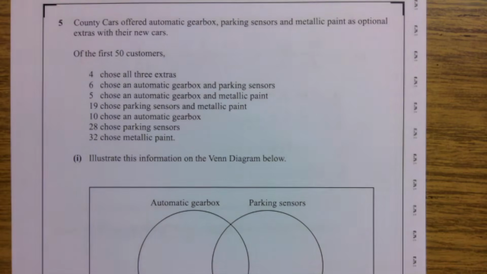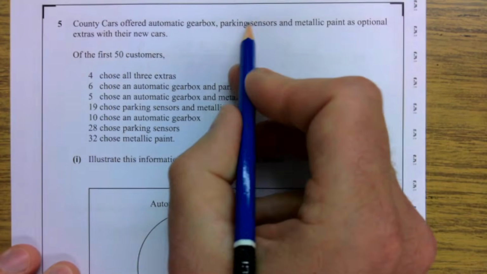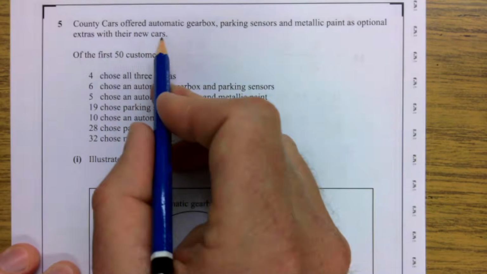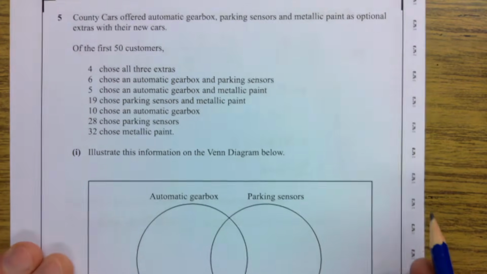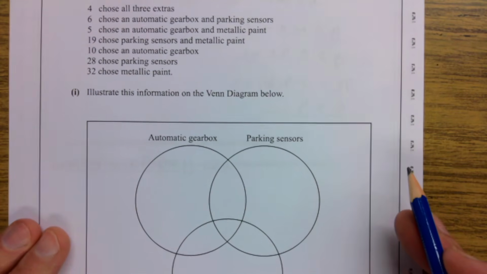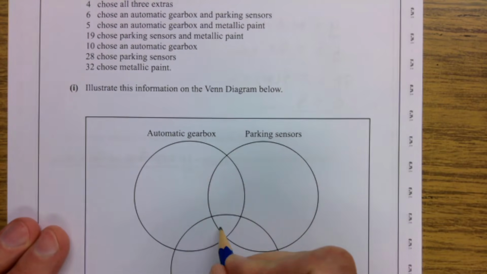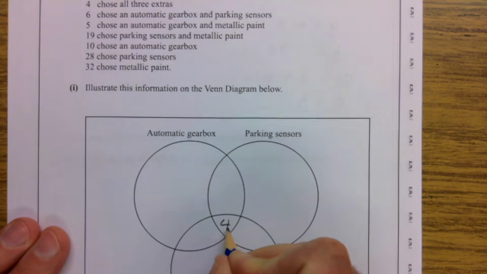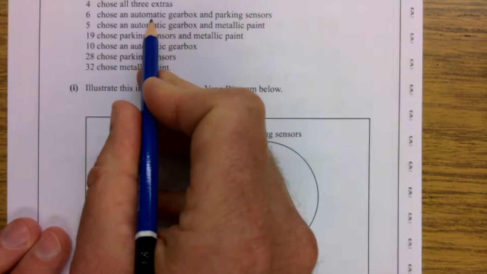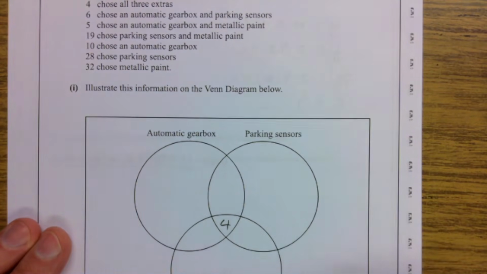Okay, question 5 then. County Cars offered automatic gearbox, parking sensors, metallic paint as optional extras with their new cars. Of the first 50 customers, 4 choose all 3. So that's a nice way to start. We can have the 4 in the middle. 6 gearbox and sensors, so because that's 6, obviously we need to have a 2 there. 5 is gearbox and metallic paint, so that's going to be a 1.